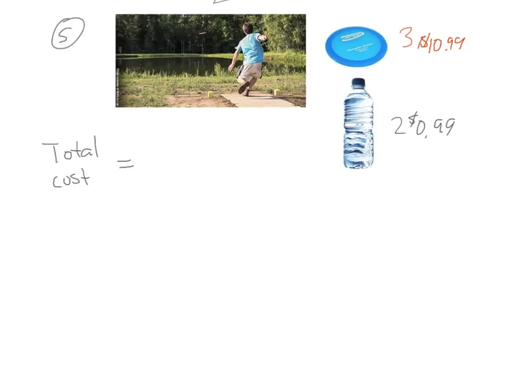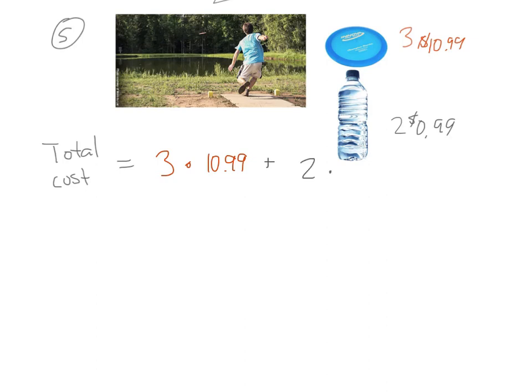Well, we're buying 3 discs. So should I do $10.99 plus $10.99 plus $10.99? Now, probably better just to do 3 times $10.99, right? But of course, we're adding to that cost the water bottles, and we're buying 2 water bottles at a cost of 99 cents a piece. Now, this is why it's important to obey order of operations, because if I were to add $10.99 and 2 first, I'd be in a lot of trouble, right? So without even knowing it, on a daily basis, we figure out problems by using order of operations.